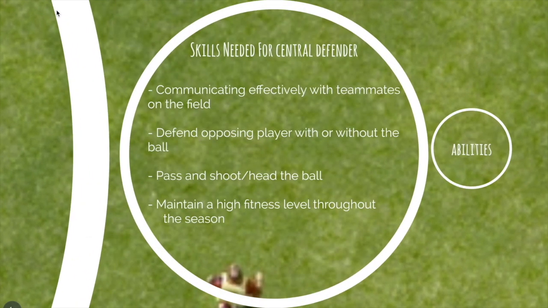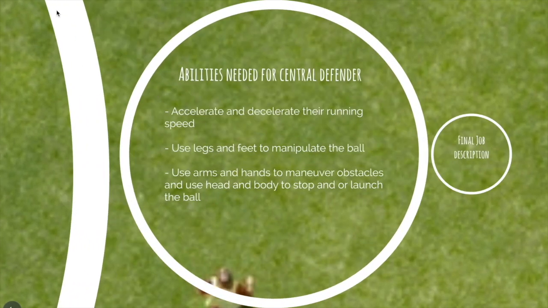Skills needed by the player include communicating effectively with teammates on the field, defending opposing players with or without the ball, passing and shooting the ball, and maintaining a high fitness level throughout the season. And finally, the abilities of a player in this role are to accelerate and decelerate their running speed, use legs and feet to manipulate the ball, use their arms and hands to maneuver obstacles, and use head and body to stop and or launch the ball.